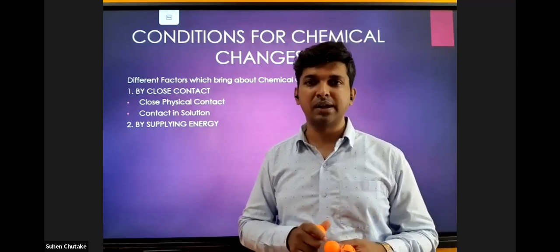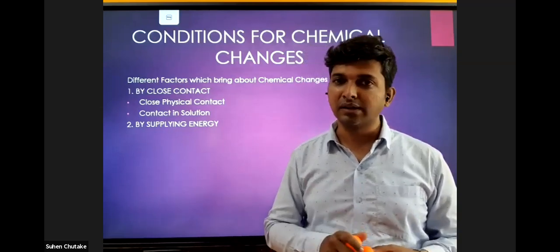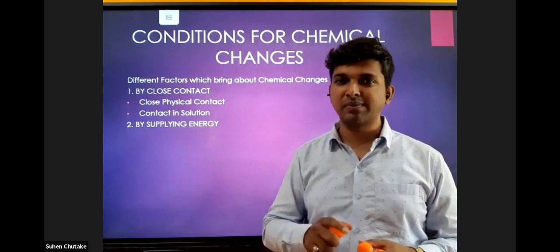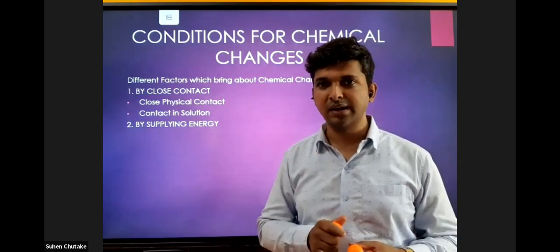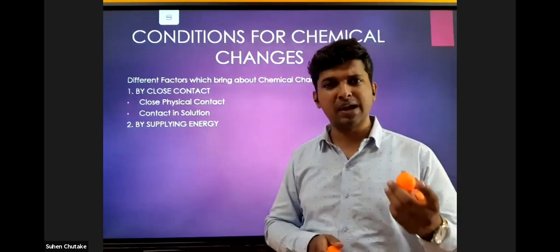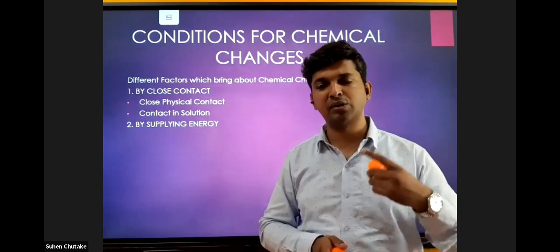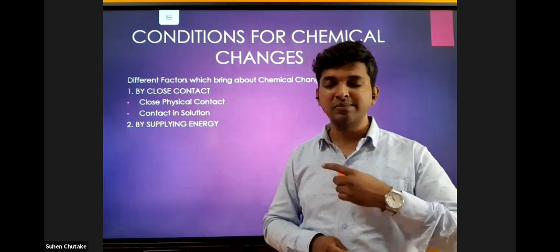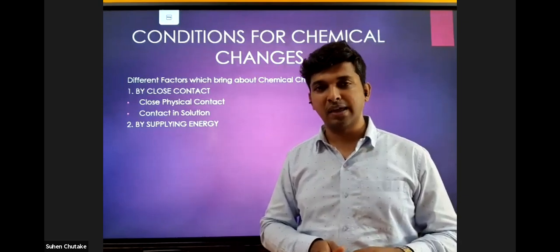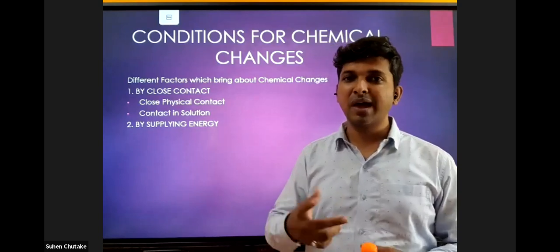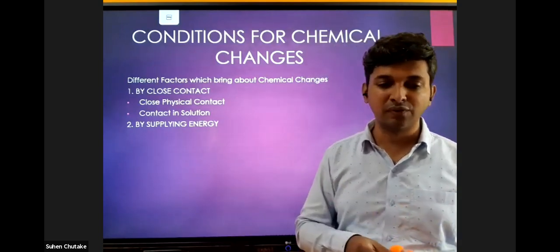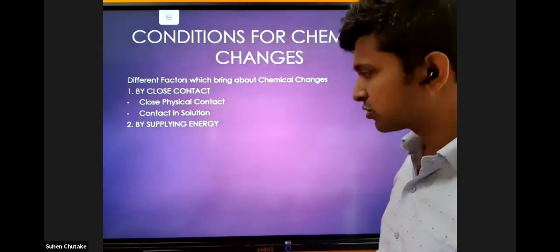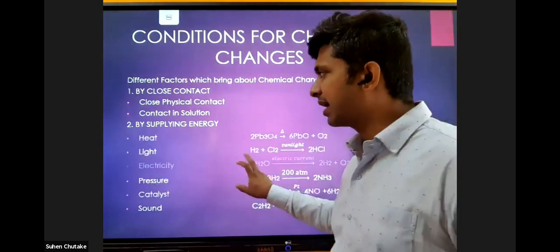That can be done, ladies and gentlemen, by ensuring that you're supplying enough amount of energy, right? When you supply energy, let that be kinetic energy, or you can increase the pressure, or you can use a catalyst, or it can be any form of energy. So when you supply energy, what's going to happen? Their kinetic energy will increase and they will give you fruitful collisions.